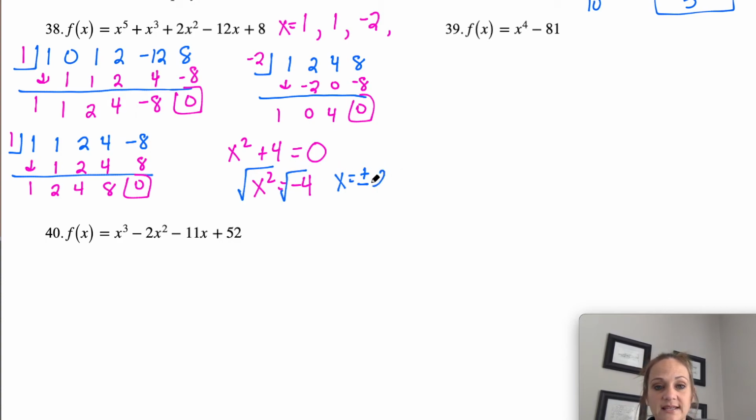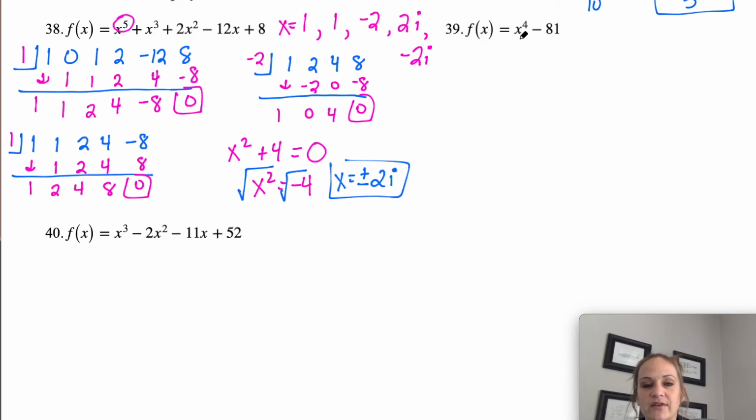The square root of 4 is 2. And the negative is going to bring the answer to a 2i. So our answers are going to be 2i and a negative 2i. And that's all 5 of my answers. 1, 1, negative 2, 2i, and negative 2i.